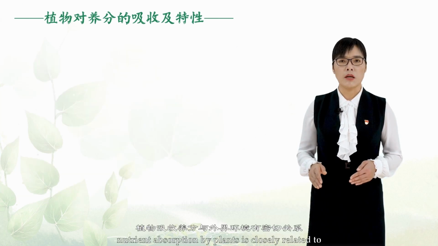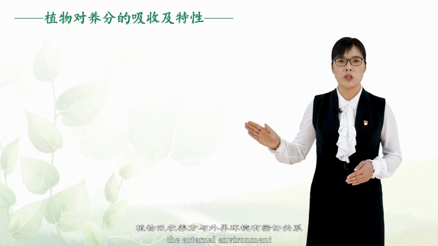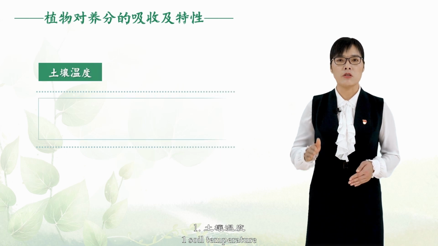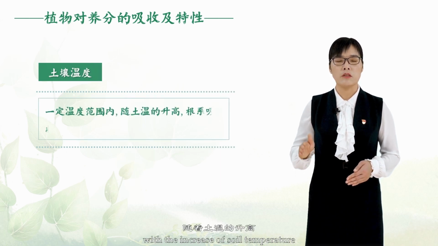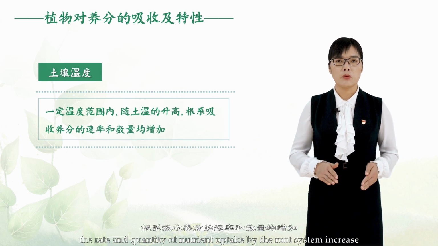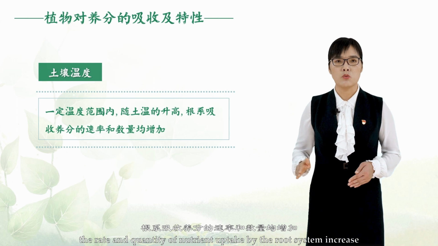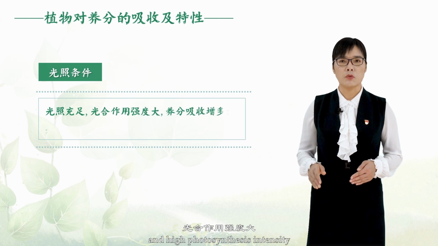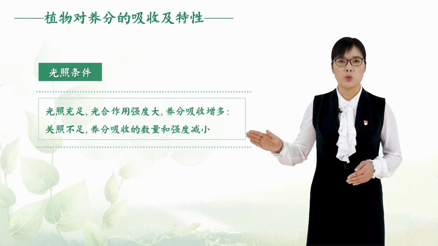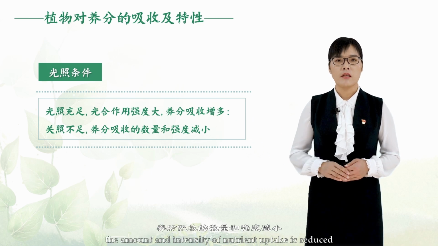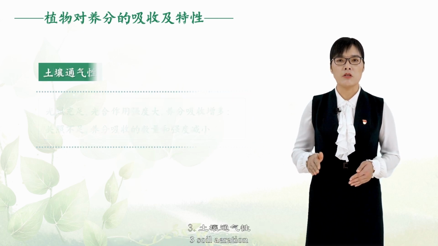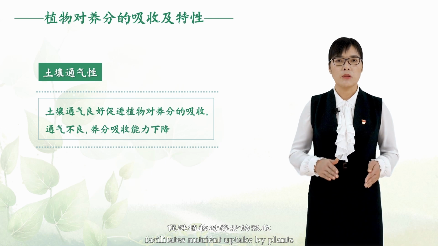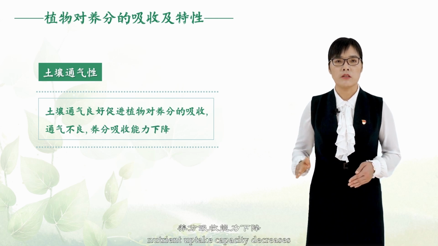Nutrient absorption by plants is closely related to the external environment. The main factors affecting nutrient uptake are: 1. Soil temperature. Within a certain temperature range, with the increase of soil temperature, the rate and quantity of nutrient uptake by the root system increase. 2. Light conditions. With sufficient light and high photosynthesis intensity, nutrient uptake increases. With insufficient light, the amount and intensity of nutrient uptake is reduced. 3. Soil aeration. Well-aerated soil facilitates nutrient uptake by plants. With poor aeration, nutrient uptake capacity decreases.